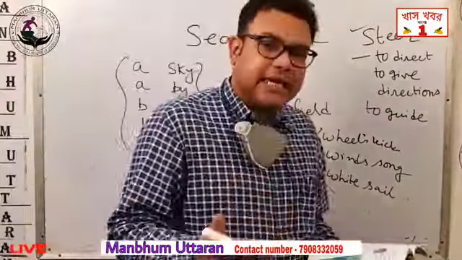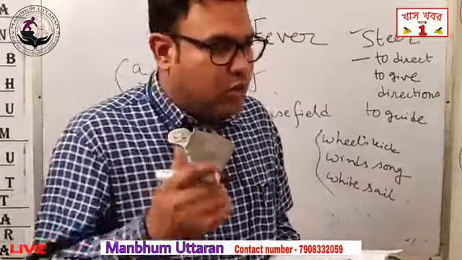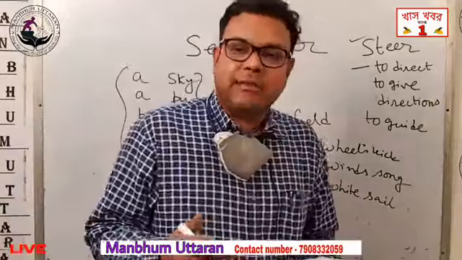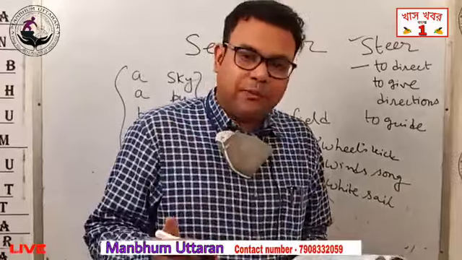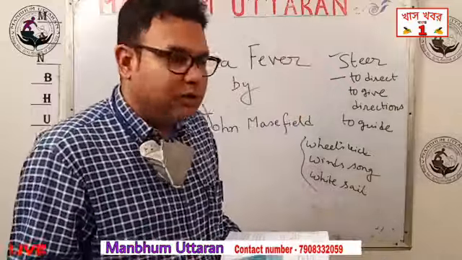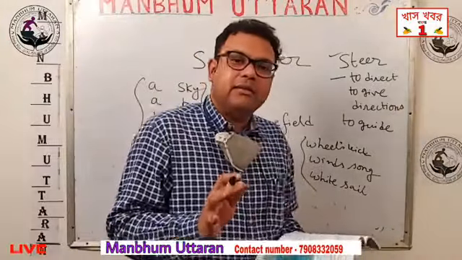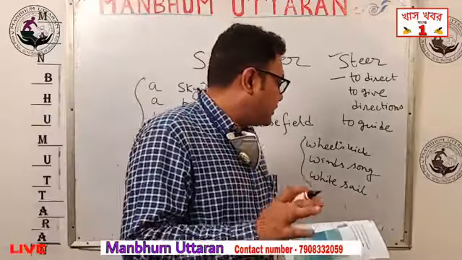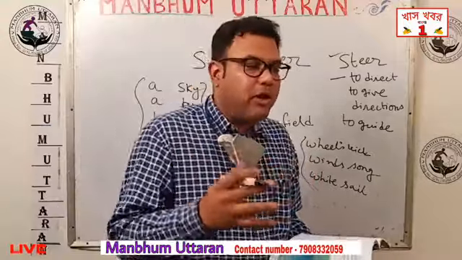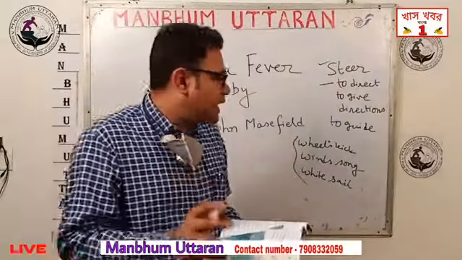So by this wheels kick, what is a wheel? A wheel is used to go for the ship. So the poet can feel the wheels kick, the energy that is coming out of a wheel, and the wind's song. And what is the wind's song? Do you think that the wind is able to sing or not? No. The wind has never been able to sing a song, but the poet is imagining as if the flowing or the blowing of the winds is creating a sound, and that sound is here imagined as song.